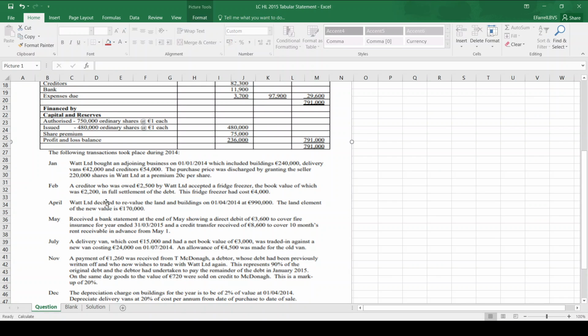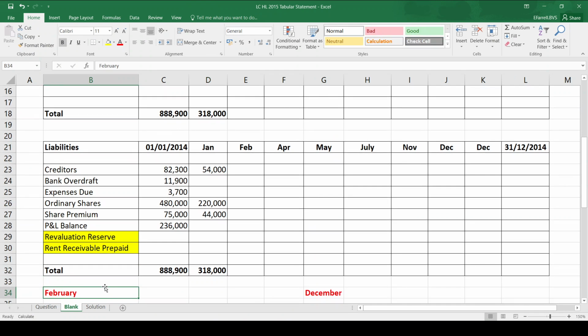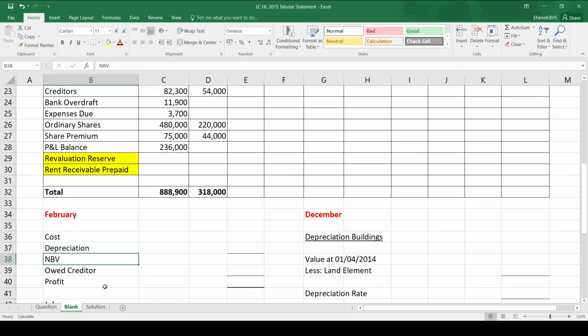February: a creditor who was owed 2,000 by Watt accepted a fridge freezer, the book value of which was 2,200, in full settlement of the debt. This fridge freezer had cost 4,000. So I'm going to do a small working for this just before we fill it in to see whether we made a profit or loss when we got rid of the freezer. The cost of the freezer was 4,000.